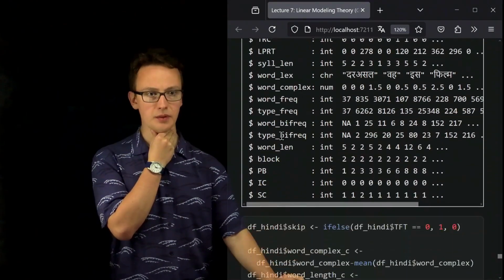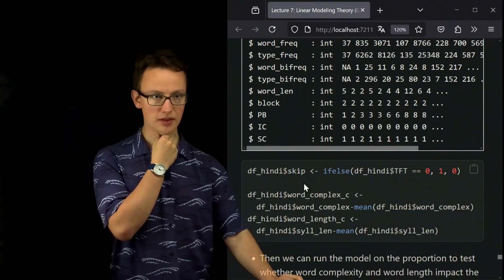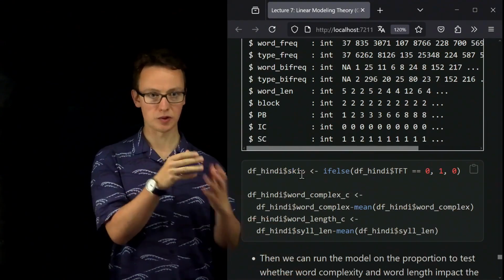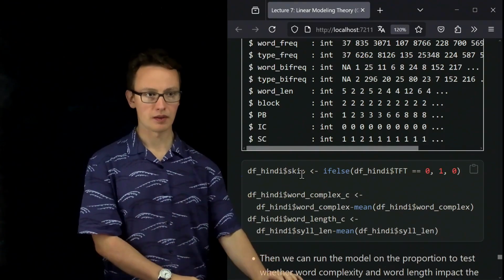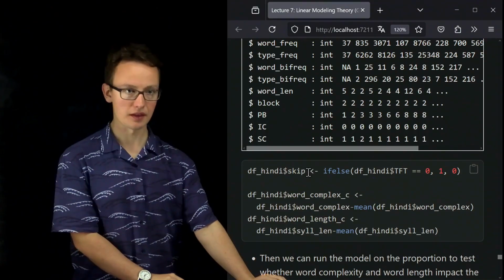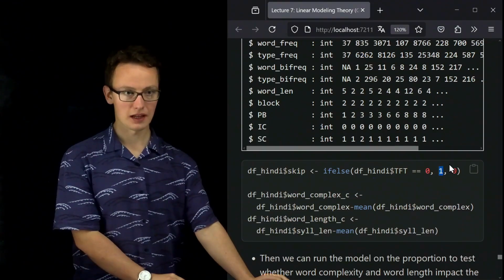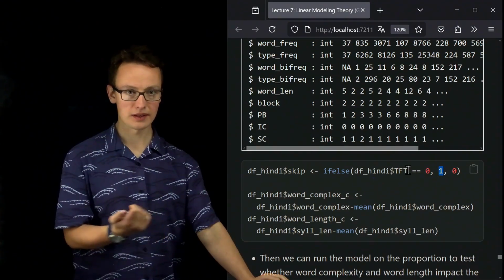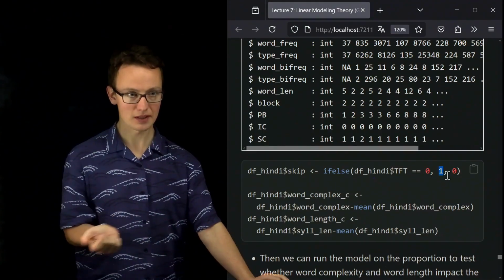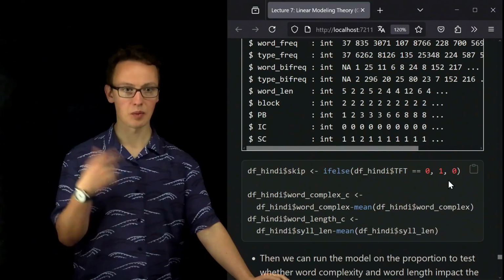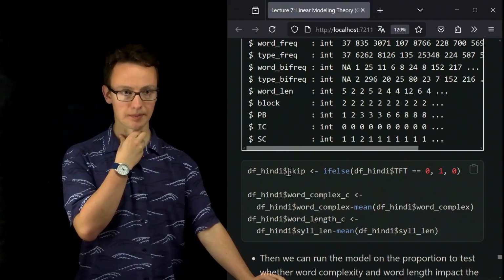And what we can do here is create this new column called skip, where we will basically construct our dependent variable of interest, which is the skipping probability. And the way we will do this is we're going to say that this skipping probability will have 1 as its value when the total fixation time on an observation was 0, that means it was skipped, and 0 otherwise. Okay, so that way we can create this new column in the data set, which will be what we want as our outcome.